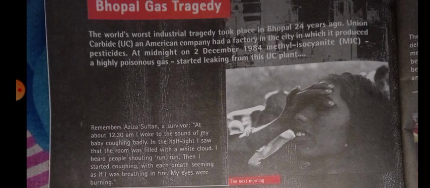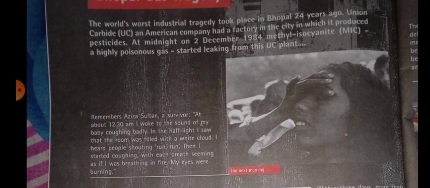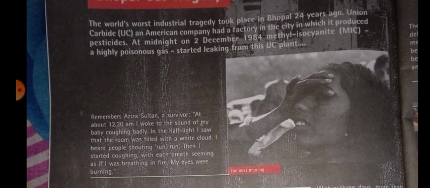Now, one important thing which will help in your further study also: Bhopal gas tragedy. Remember this keyword, Bhopal gas tragedy. The worst industrial tragedy took place in Bhopal 24 years ago. Union Carbide, UC, an American company, had a factory in the city which produced pesticides. Pesticides are used for cultivation, I hope you understand.